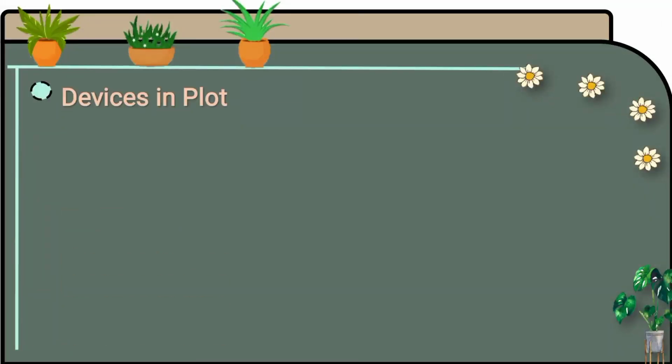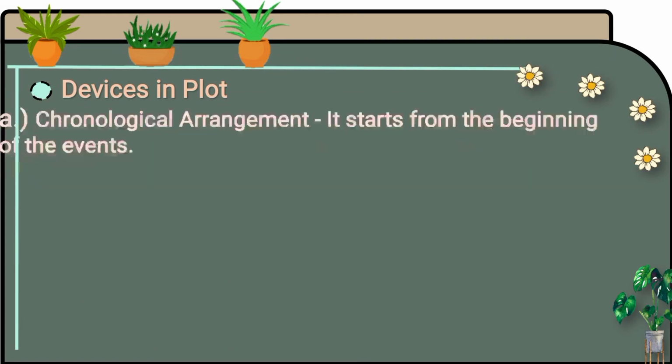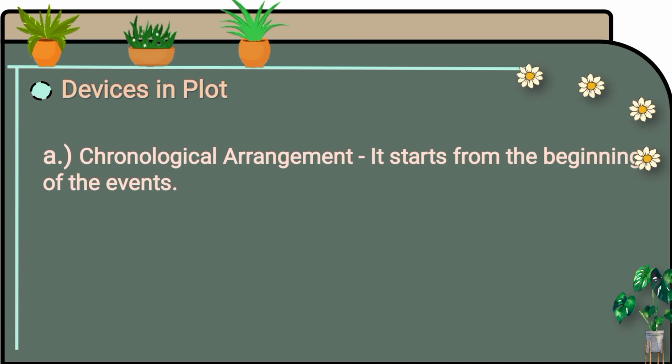Next is the devices in plot. First, we have the chronological arrangement. It starts from the beginning of the event. So dito dapat magkasunod-sunod talaga yung mga pangyayari sa kwento. Yun ang tinatawag natin na chronological arrangement.